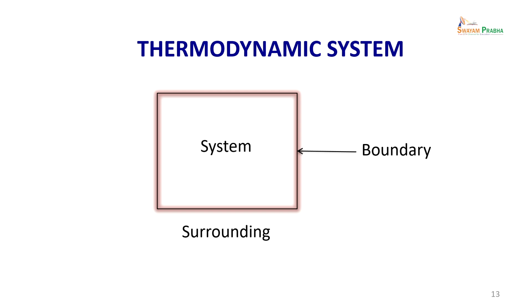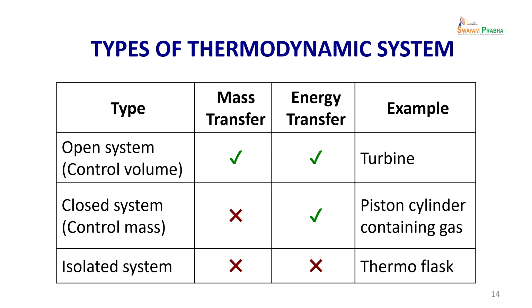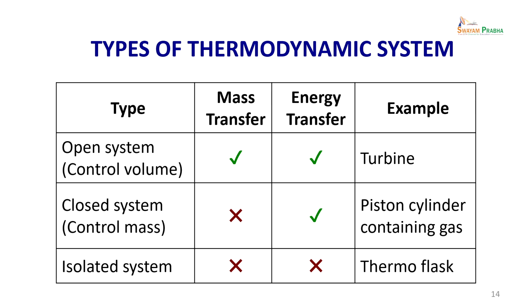Of course, the boundary is not a visible one, it is an imaginary one which separates the system from the surrounding. Types of thermodynamic system: open system, the other name for open system is control volume; closed system, which is also called control mass; and isolated system. Now, let us see what we mean by the open system.